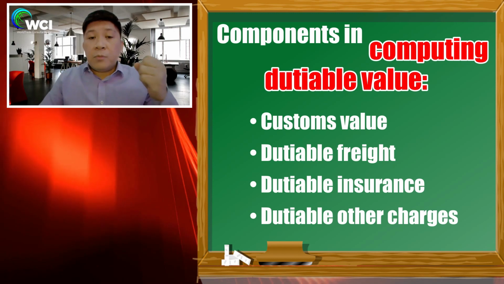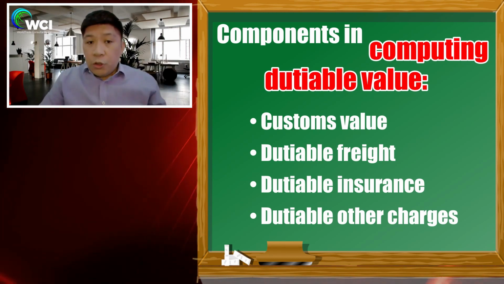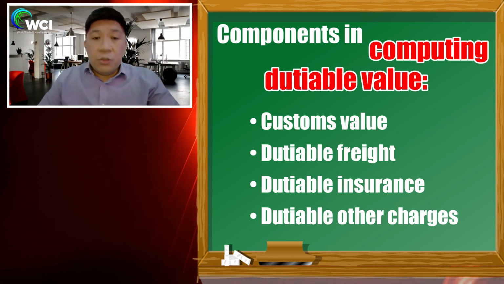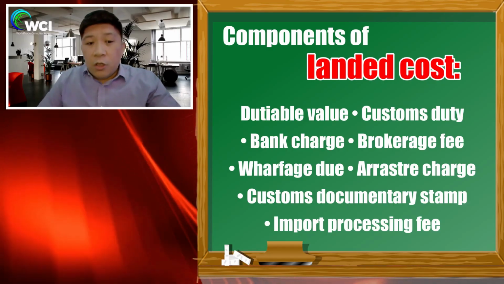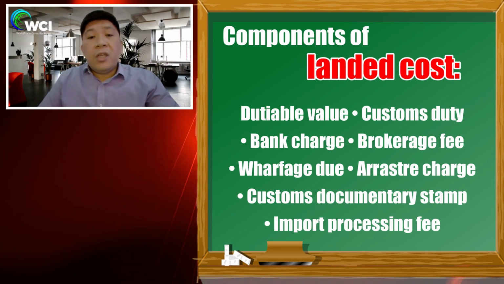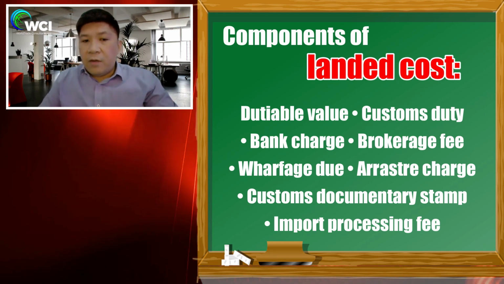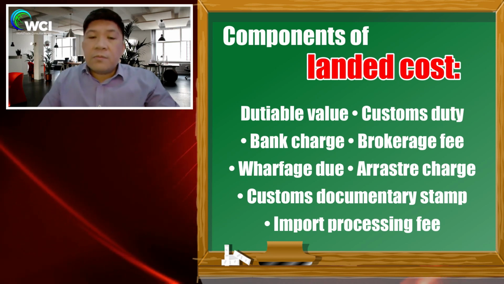Okay, so just a quick rundown. You have 4 elements: your customs value, your dutiable freight, your dutiable insurance, and lastly your dutiable other charge. Since we have already gone through the components of dutiable value, our next discussion, this second video, will be on the components of your landed cost. The first component is your dutiable value, which we discussed in our first video.